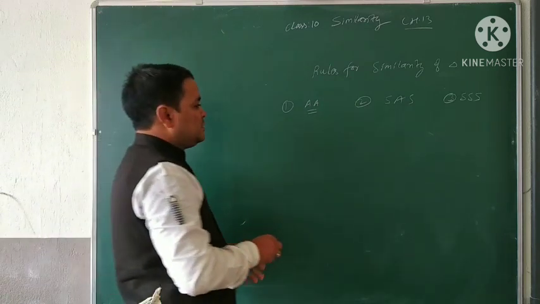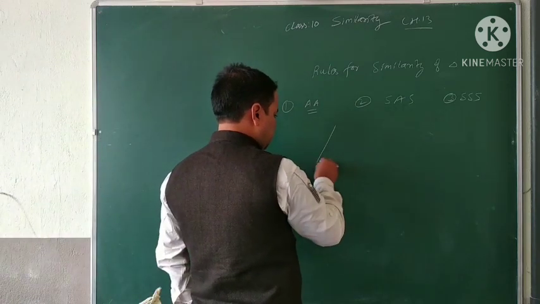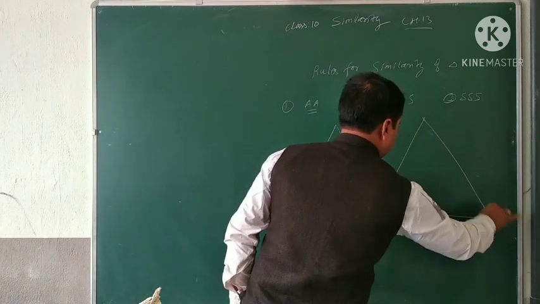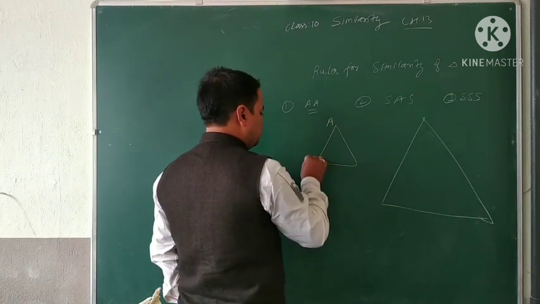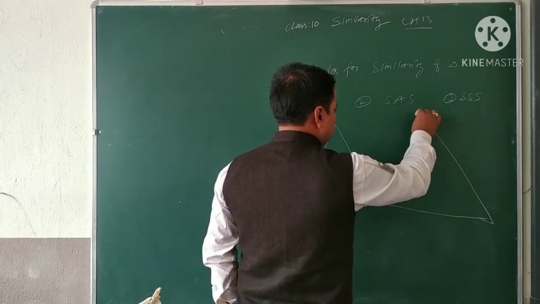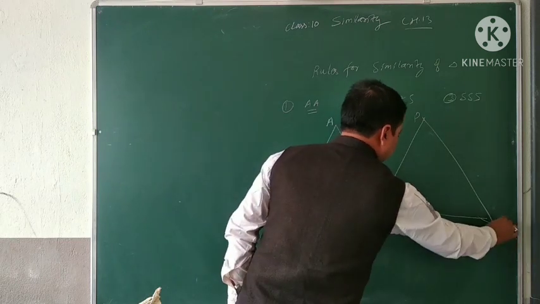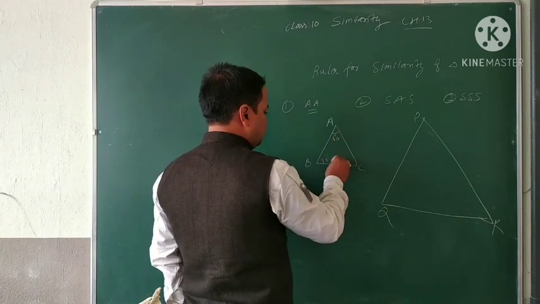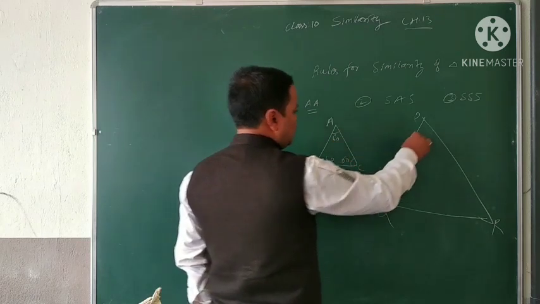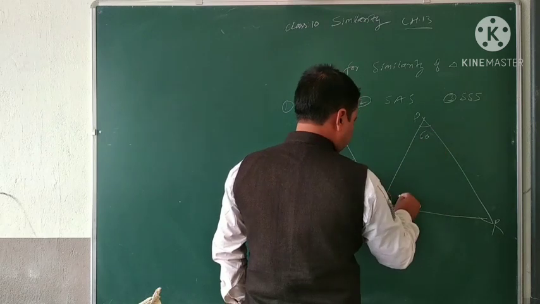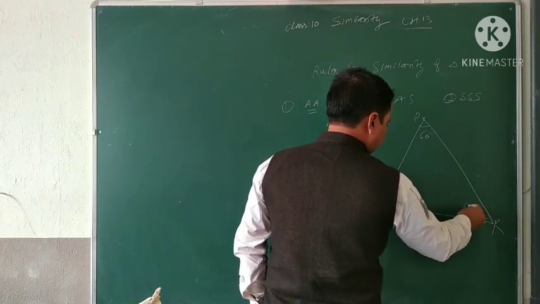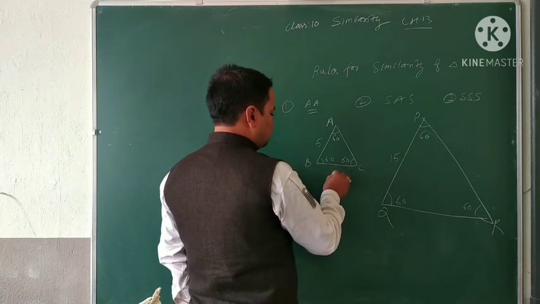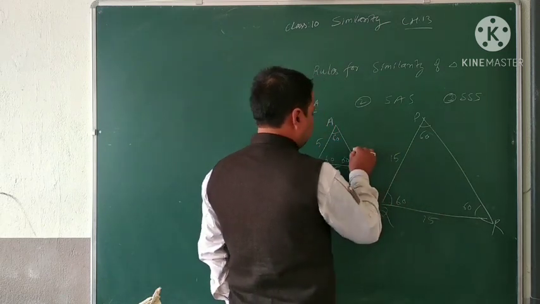Side angle side means here, just like if we have this triangle and this triangle. Here A, B, C, P, Q, R. So this is 60 degree, no problem. 60 degree, very simple example. Again here 60 degree. Here this is 5 centimeter, this is 15 centimeter. This is also 5, this is also 15.